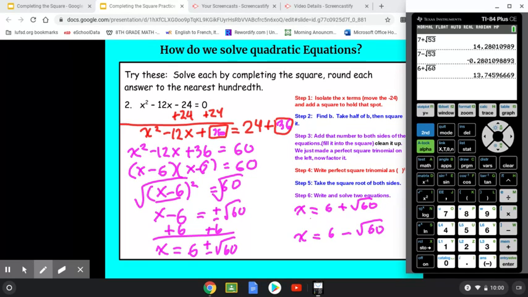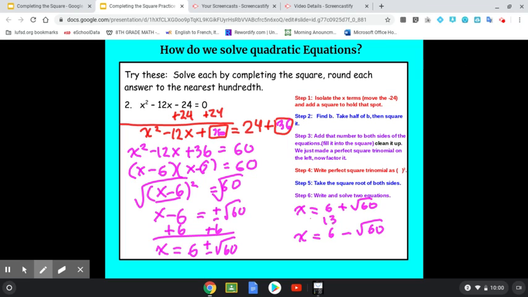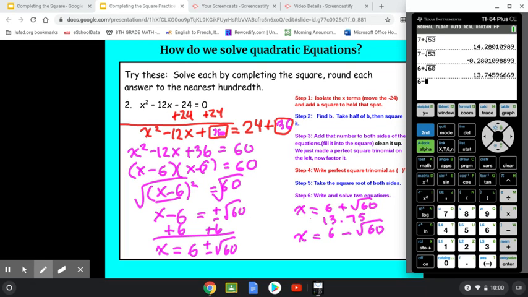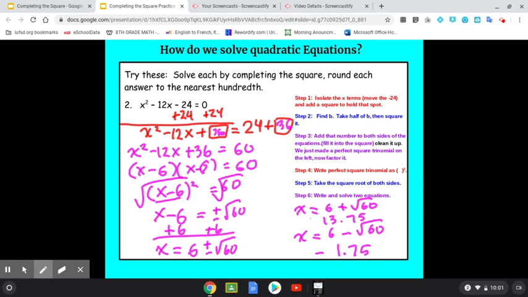Enter, I get 13.74596669. So rounding it is going to be 13.75. And now I'm going to plug in the subtraction one, 6 minus radical 60. And I get negative 0.74596669. And so I'm going to round it. It's negative 0.75. Okay, so those are your two answers for this one. Again, one's an exact answer. The other one, the decimal, is an approximation. All right, so pause the video, make sure you get these steps down, then we'll move on to number 3.